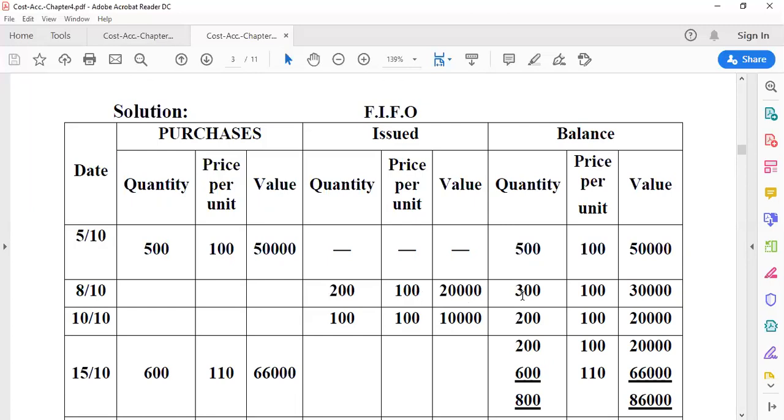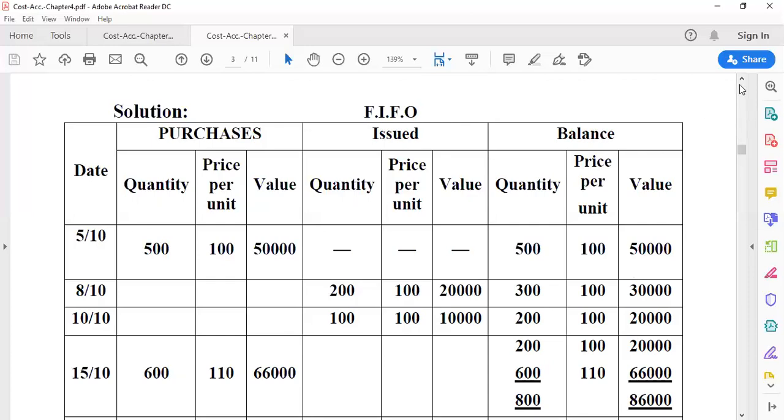So to summarize this step, I will take from our balance, which is 500 units, only 200 units at the same price, which is the only price that we have, which is 100, to get our new balance, which is 300 times 100 to get 30,000 LE. Okay, dears?